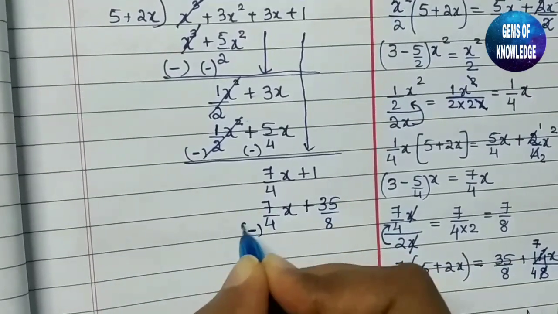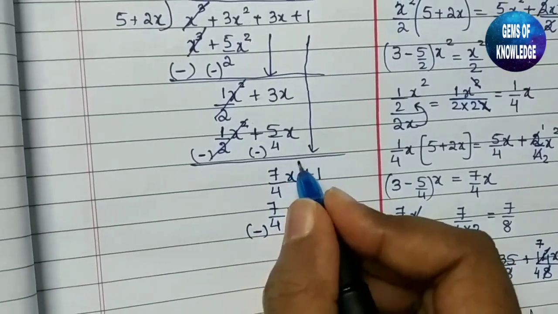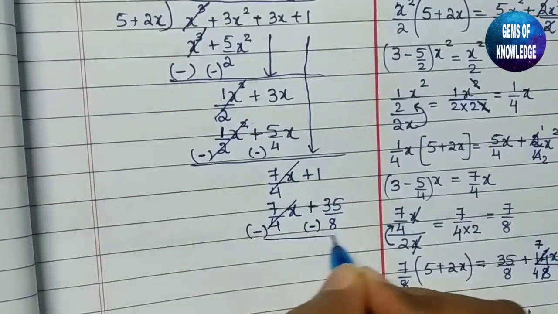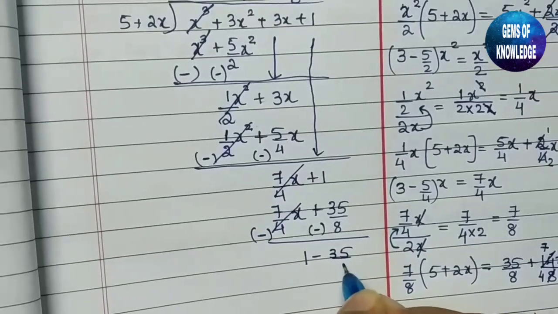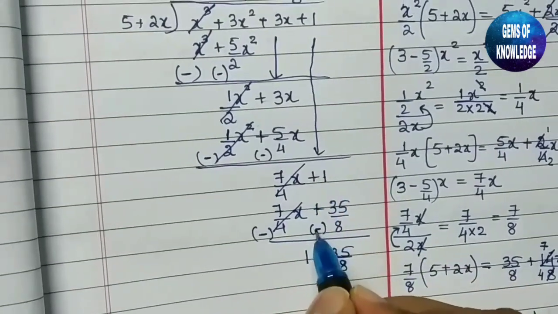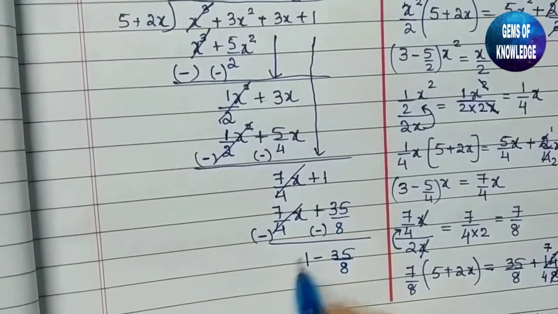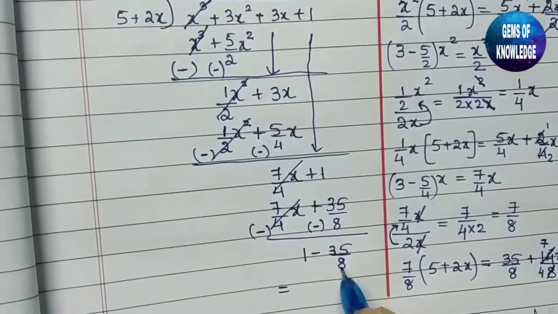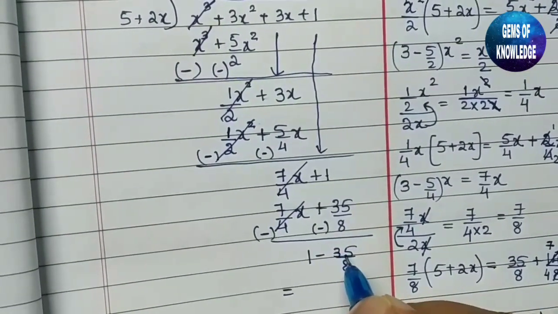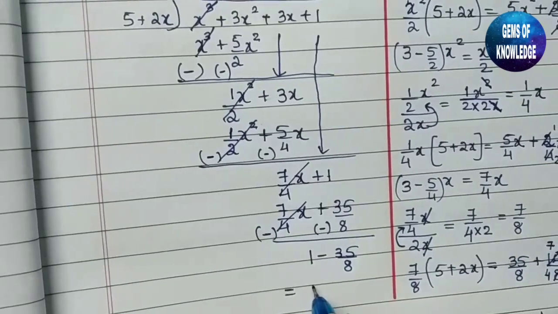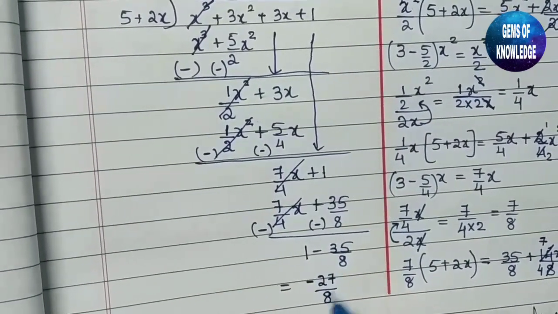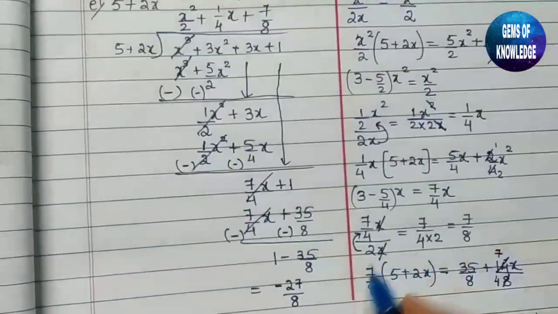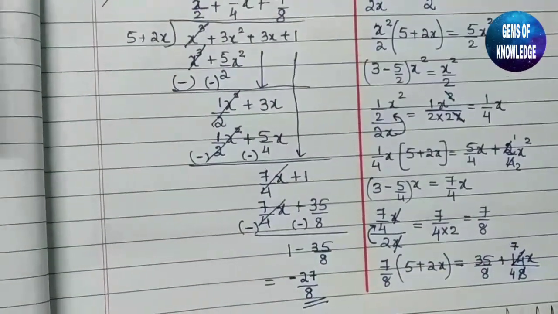Again changing the signs. So this one and this one will be cancelled. So what we are remaining with, 1 minus 35 by 8 is remaining. This 1 minus 35 by 8 will be remaining. So here the answer will be 8 1s are 8. 8 minus 35 is minus 27 by 8. Okay, so this will be the answer here.